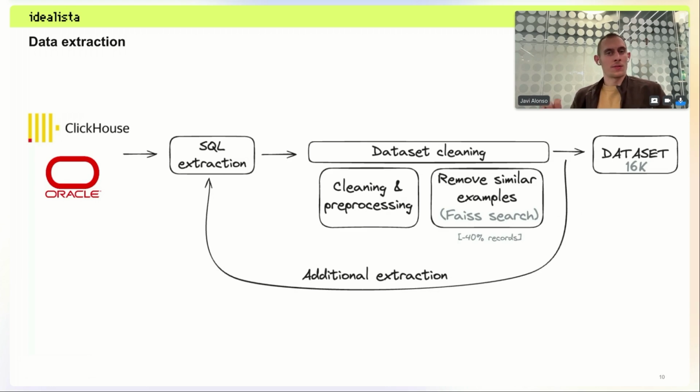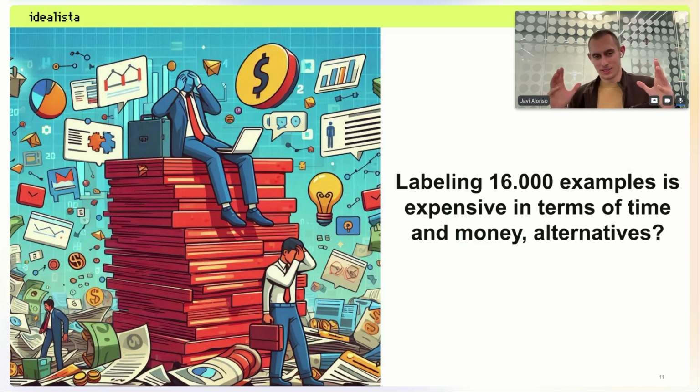Afterwards, we already had our first dataset prepared, but it was not enough. And we had to do an additional iteration. We repeated all the process. And at the end, we ended up with a dataset with 16,000 records, or 16,000 messages. Okay. So that's the dataset that we are playing with. And now, the big question. Labeling 16,000 examples or messages is expensive in terms of time and money.